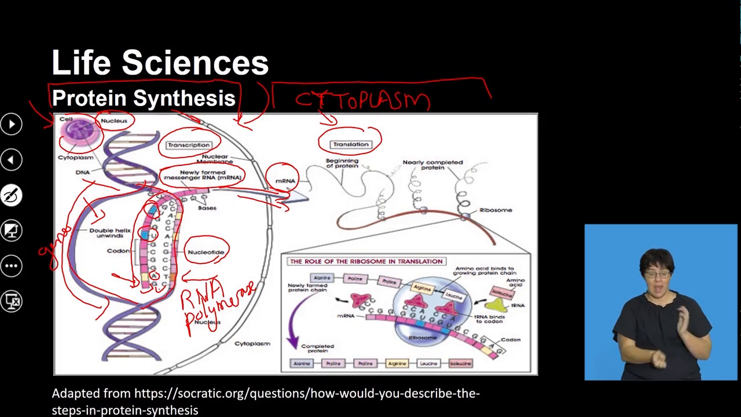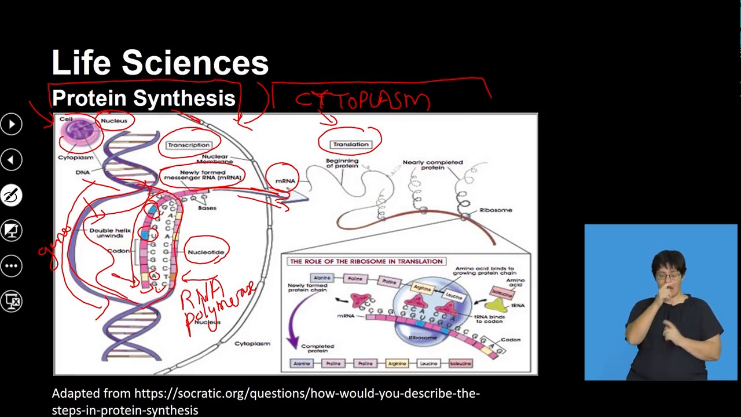As that occurs, the entire gene is transcribed, and that gene then leaves the nucleus through the nuclear pore. The DNA then winds back into its structural form, and that process of transcription is complete.